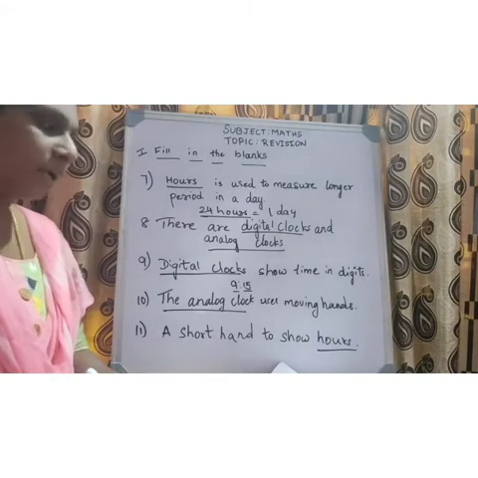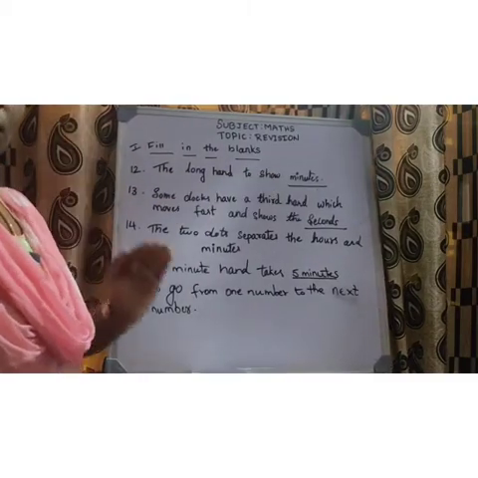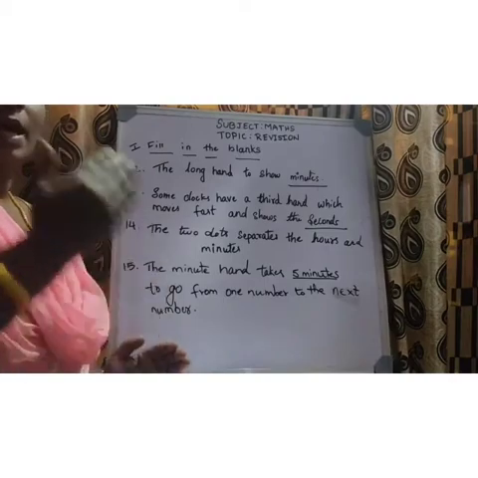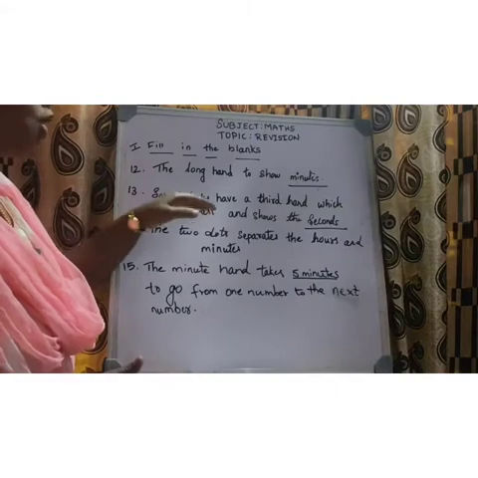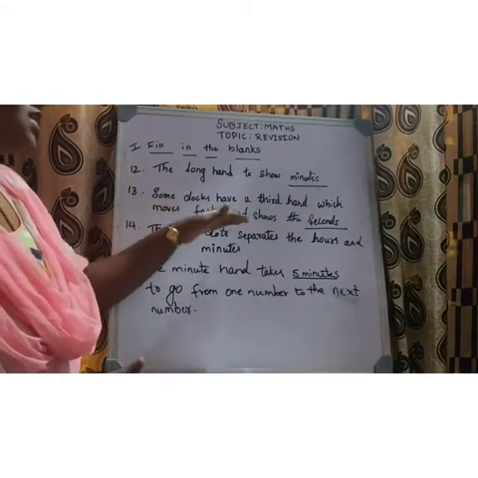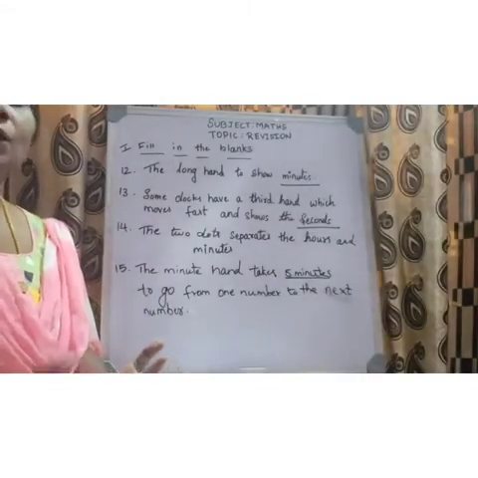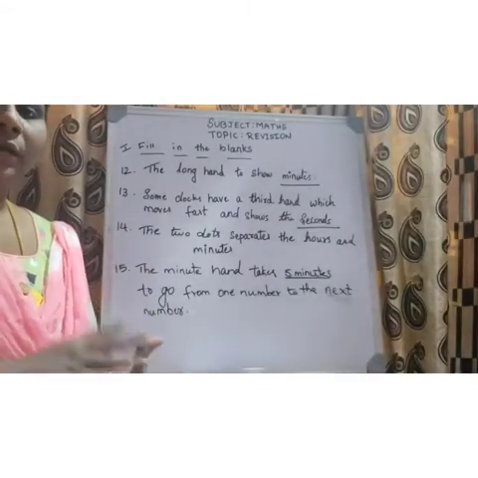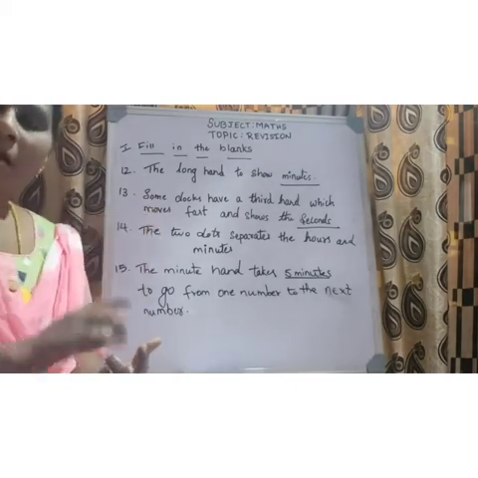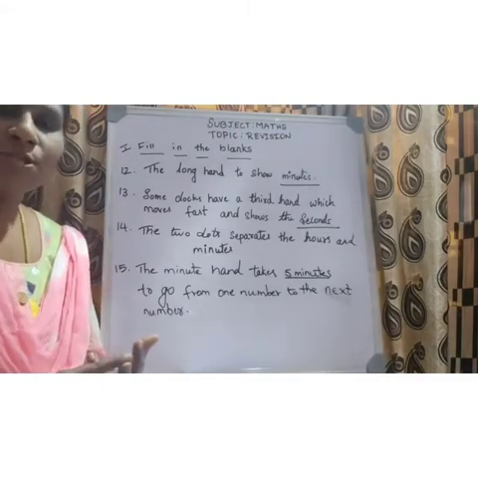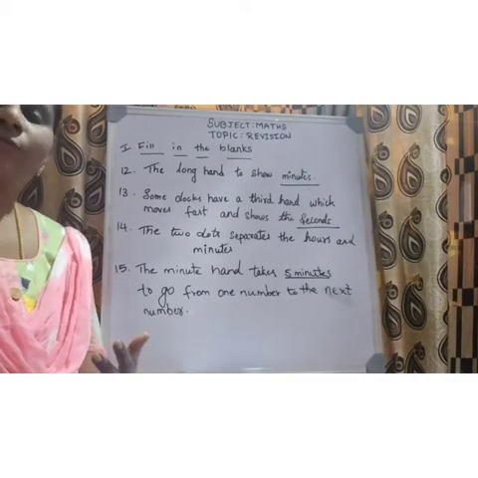Okay, understood, children? The long hand shows the minutes. So the short hand shows the hours and the long hand shows the minutes. Some clocks have a third hand which moves fast and shows the seconds. So we have three hands: the small hand tells you the hours, the long hand tells you the minutes, and the other hand tells you the seconds, which moves fast.